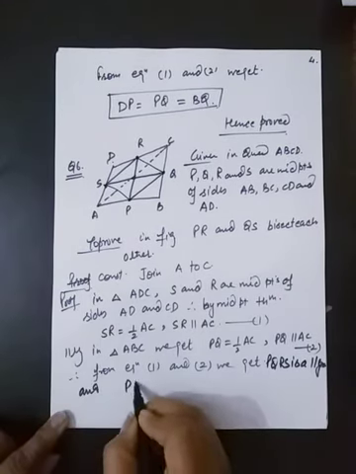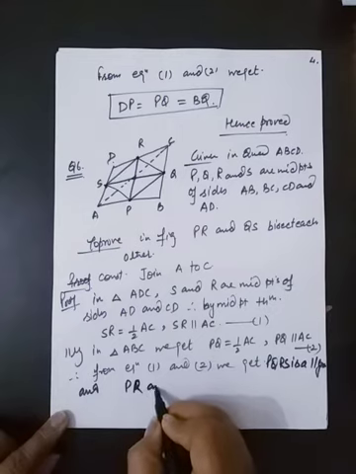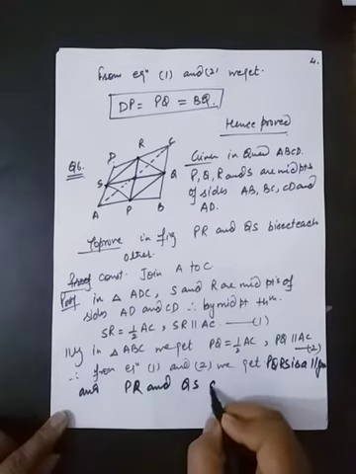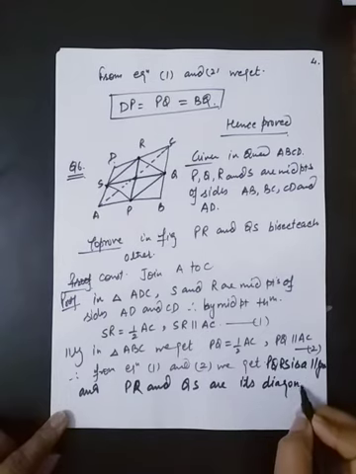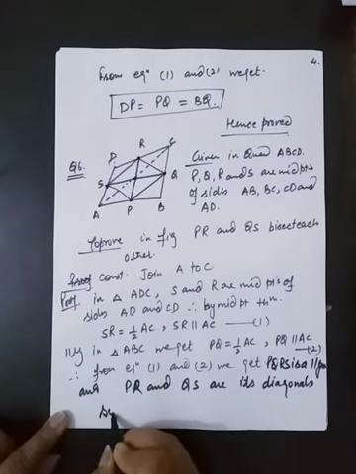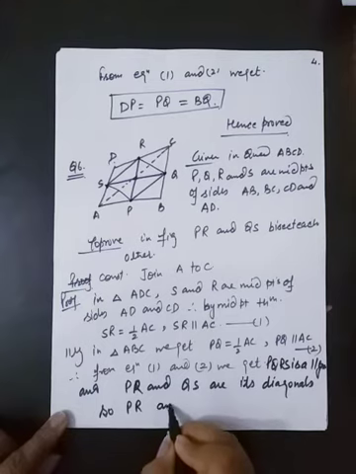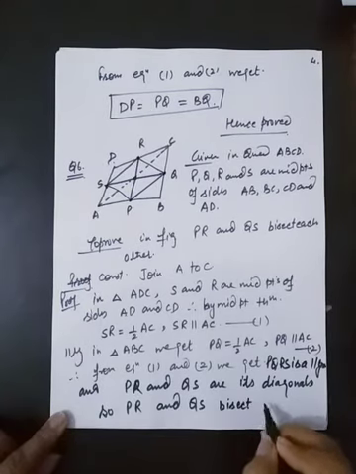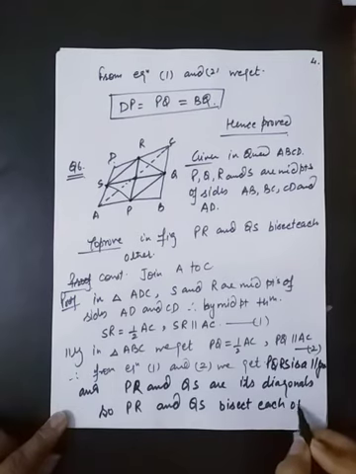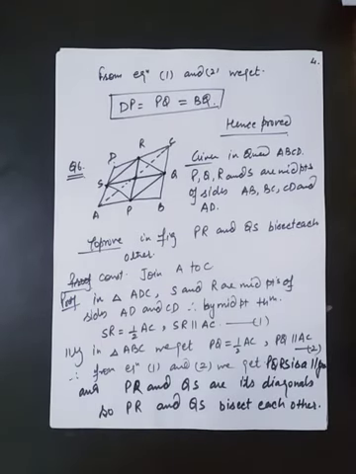and PR and QS are its diagonals. So PR and QS bisect each other. Hence proved.